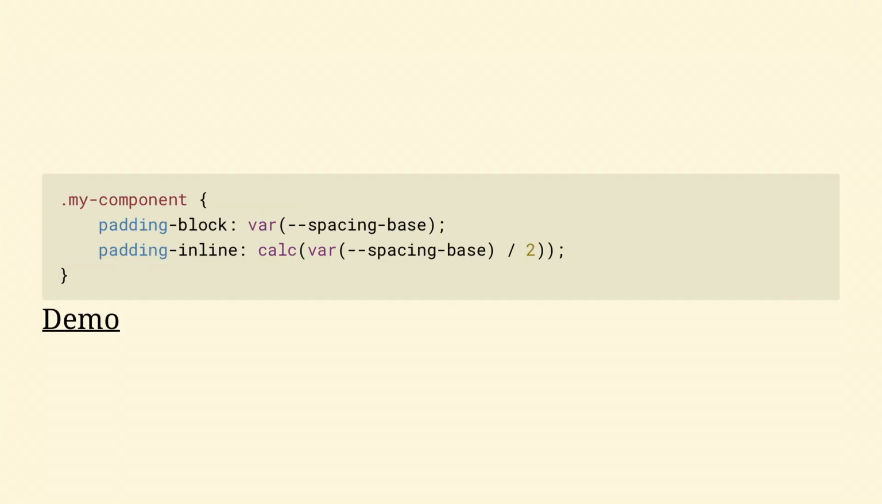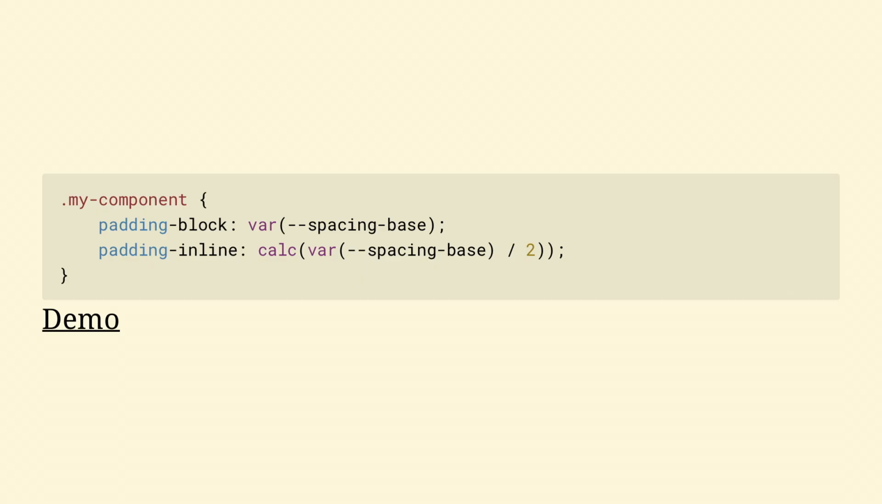Okay. So, because custom properties are computed at runtime, they can be included in a calc function like any other value. And they can be really useful when there's a set of related values that share a common base. So you can see here we've got a spacing base custom property, and down here on the inline we're dividing it by 2. So these spacings are related, and we're just pulling them together through math.